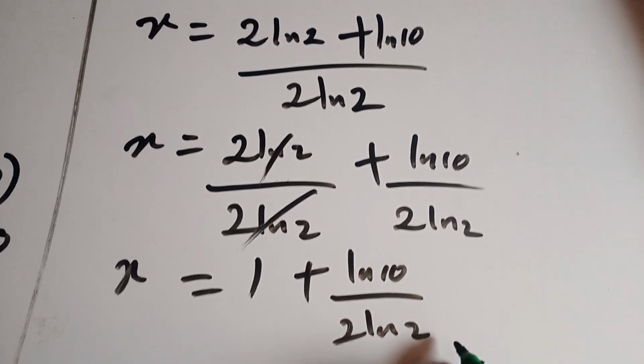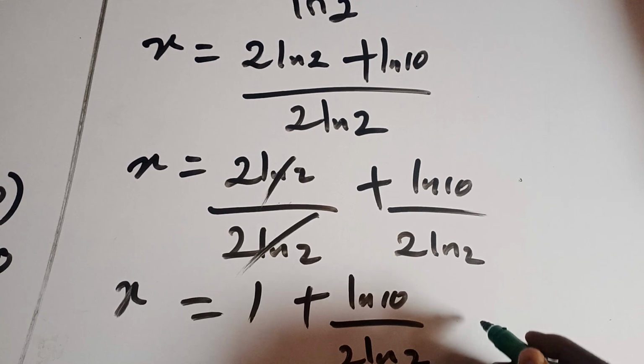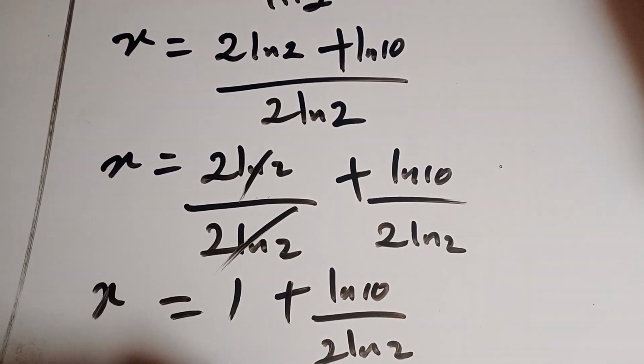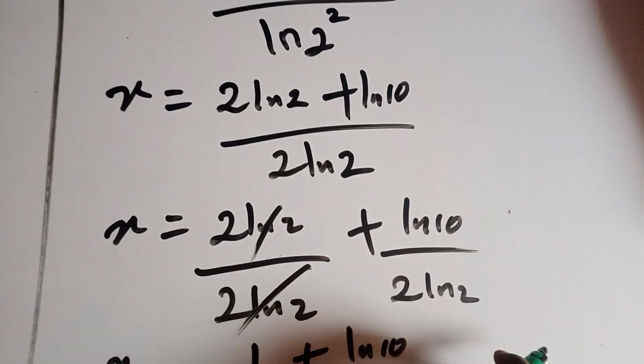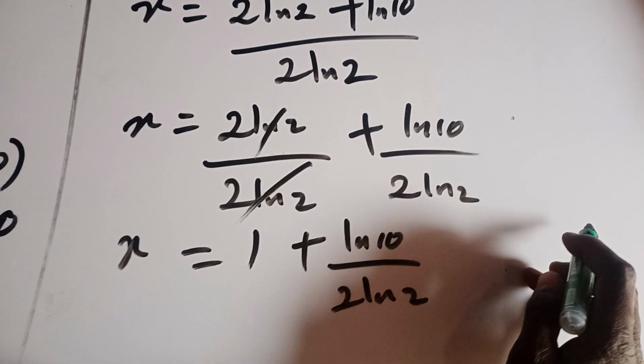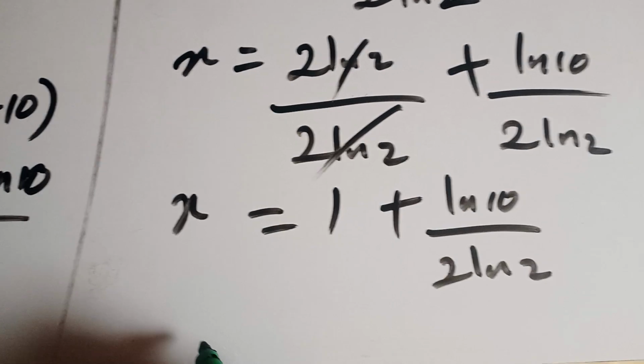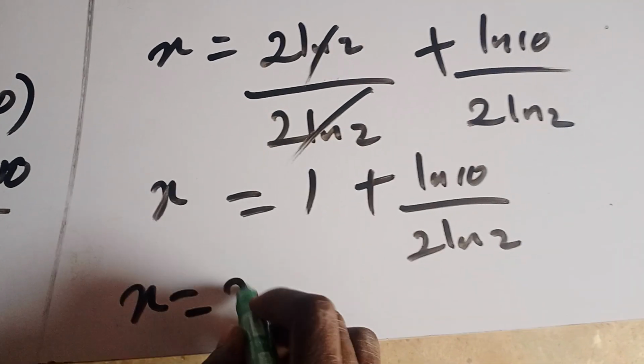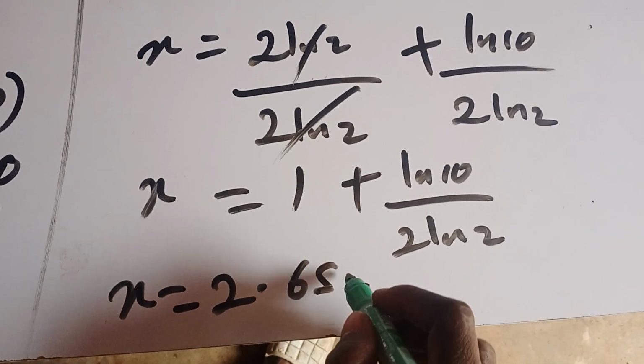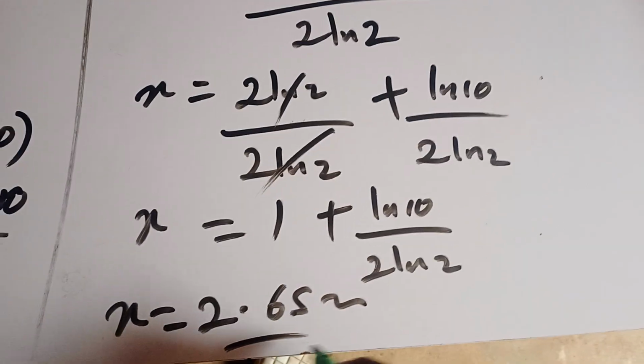If you use a calculator to find the value of ln of 10 divided by 2 ln of 2, it will give you around 1.6609. So your final answer is x is approximately 2.66.